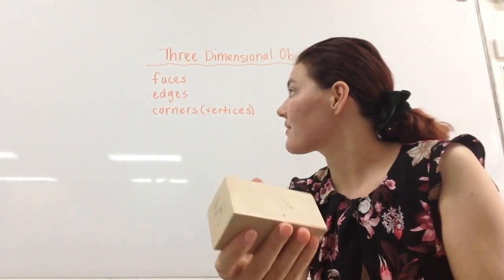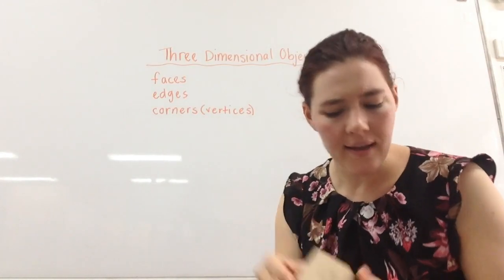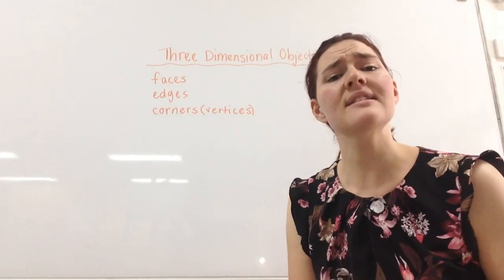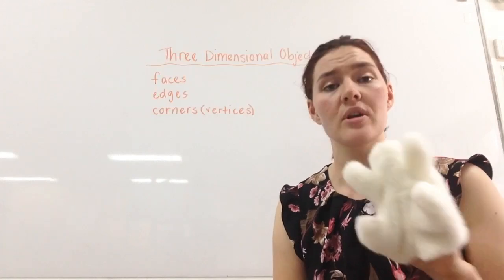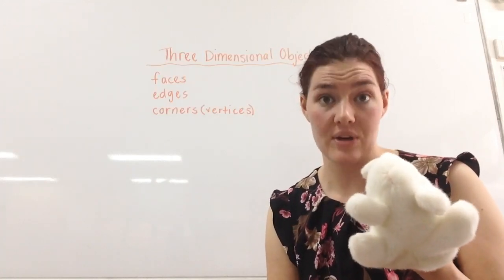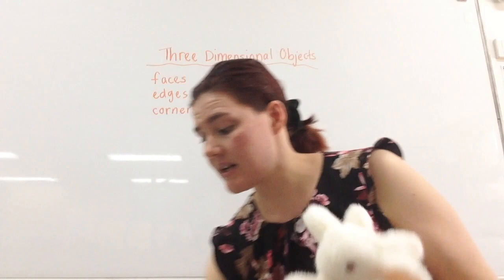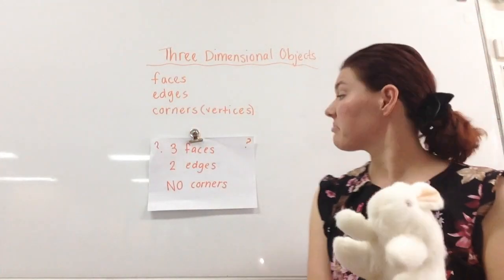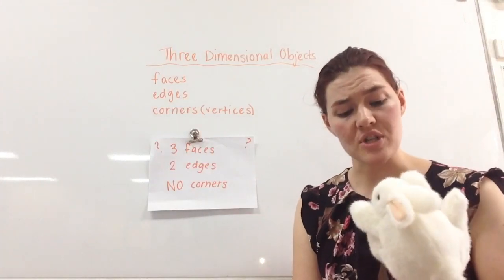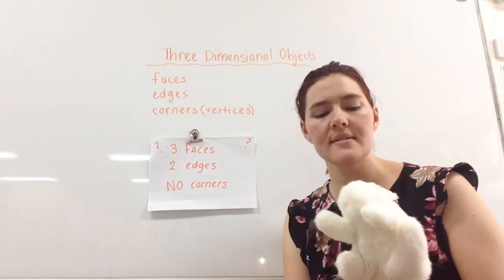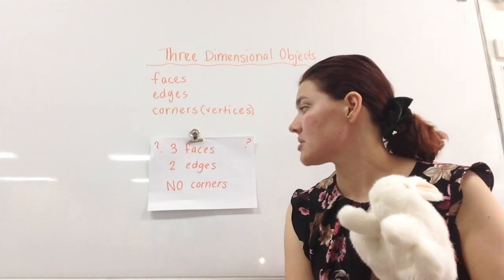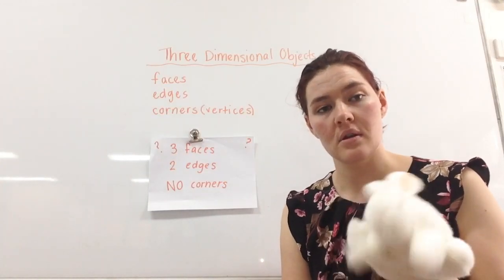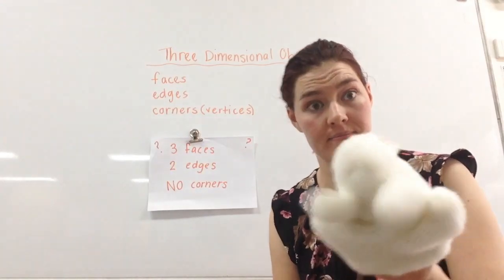So now that you know what the faces, edges, and corners look like, I'm going to show you an example of what this game might look like, but I need someone to help me. So I'm going to be playing with Bunny today, and he's going to help me. All right, Bunny, are you ready to give it a go? He's ready. He looks ready to me. All right, Bunny, my first object has 3 faces, 2 edges, and no corners. Do you know what it is?